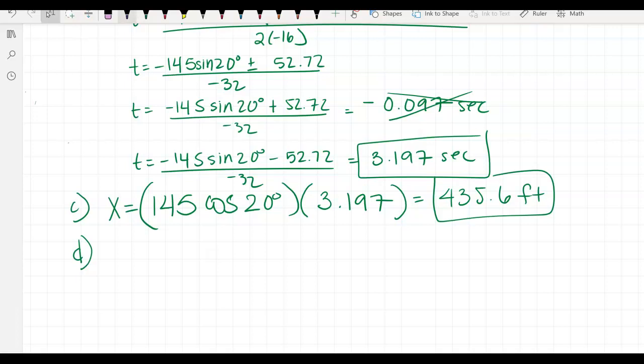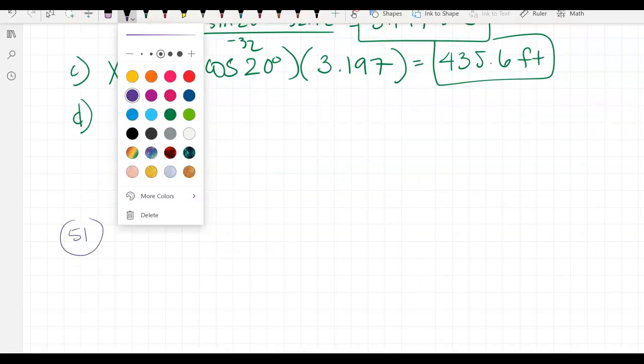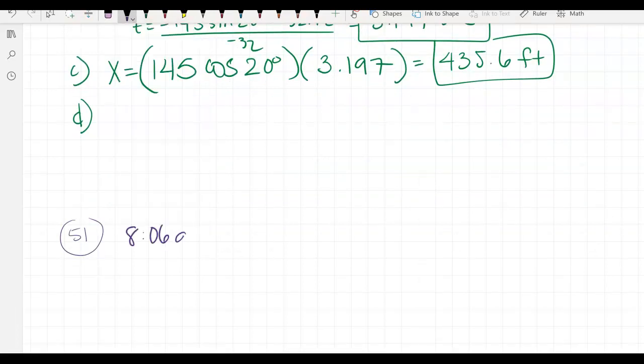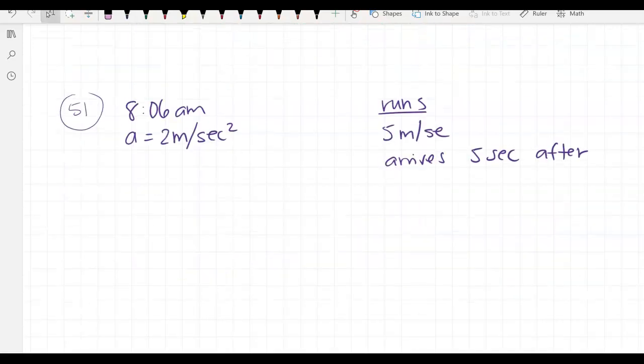Yes, Allie. On number 51, it says Bill's train leaves at 8:06 a.m. and it accelerates at the rate of 2 meters per second squared. Bill, who can run 5 meters per second, arrives at the train station 5 seconds after the train has left, and runs for the train. Part A says, find the parametric equations that model the motion of the train and Bill as a function.